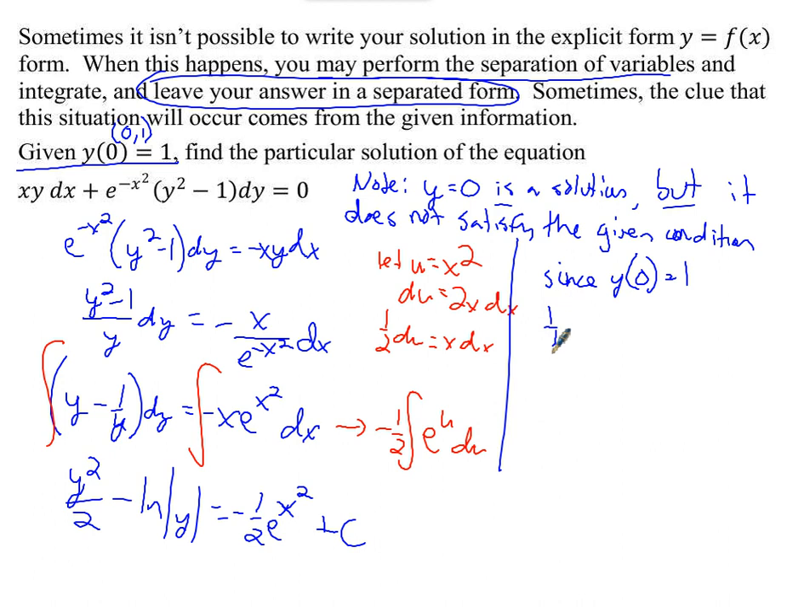so 1/2. What about this? What's the natural log of 1? Yeah. So 1/2 minus 0. Okay, equals what? e to the 0 is 1, so that's actually just negative 1/2, and then plus c. 1 equals c.